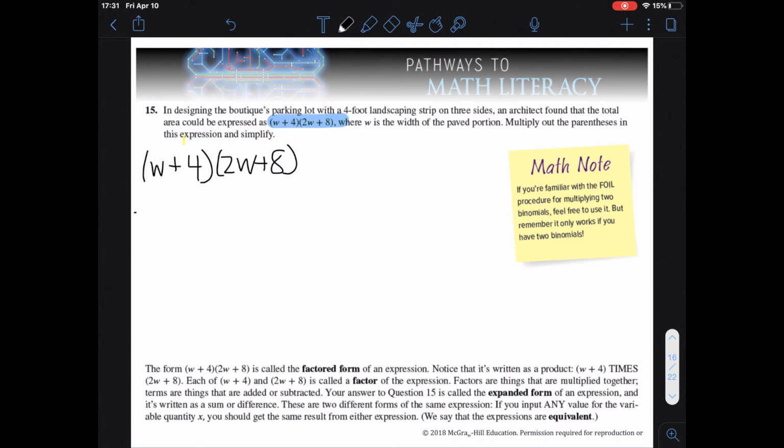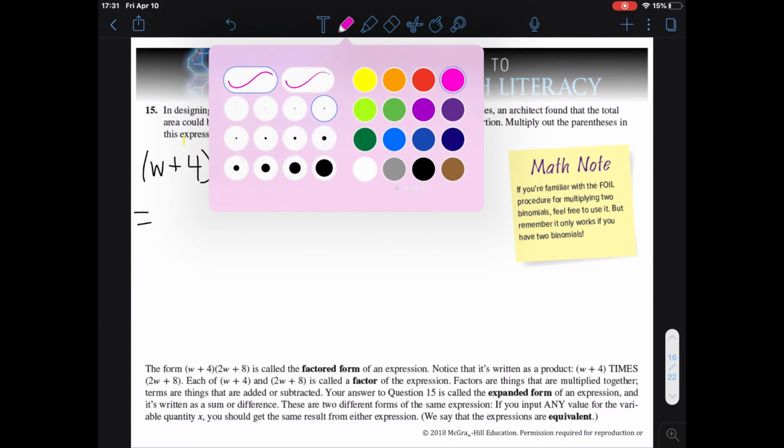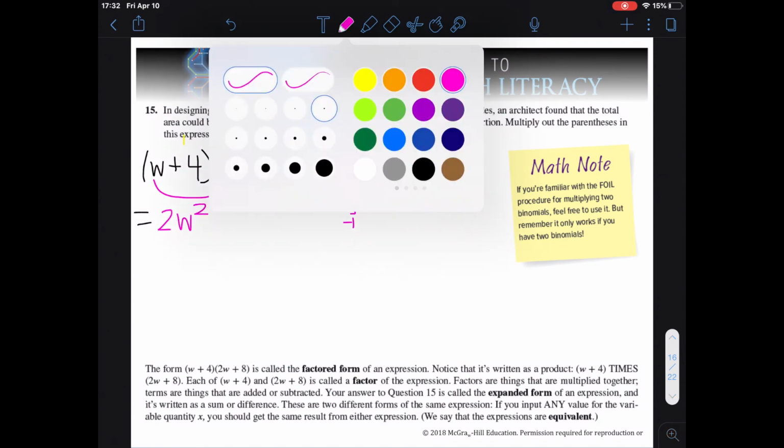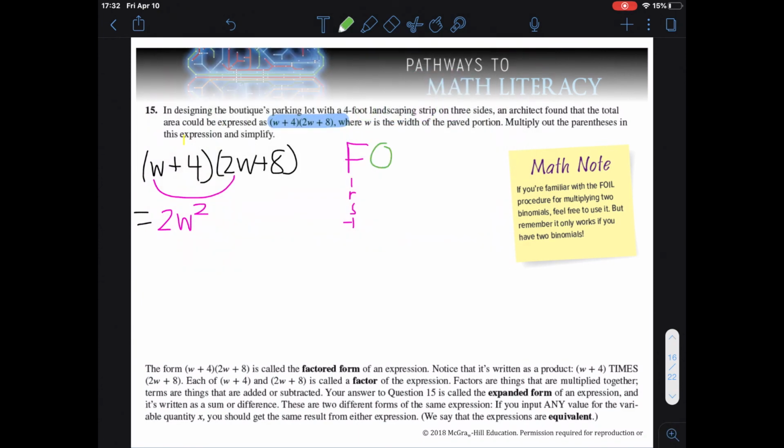So the method we're going to explicitly use is called foiling. Foiling stands for you multiply the first terms. So the first term is W, the second first term is 2W. When you multiply those, you get 2W squared. Then the O in FOIL stands for the outer. So W is the outer and 8 is on the outer side. When you multiply those together, that's 8W.